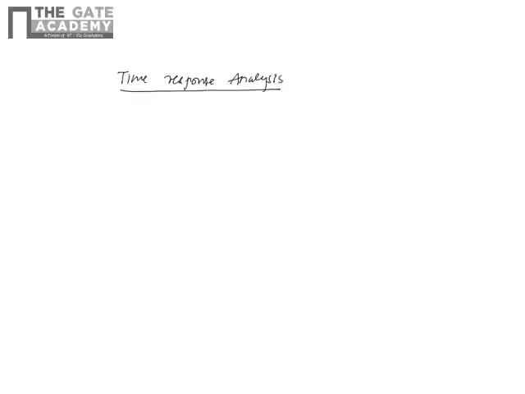we can analyze the system in two ways. One is a time response, and the other one is a frequency response. First, what is a time response? We will highlight the time response in this unit.